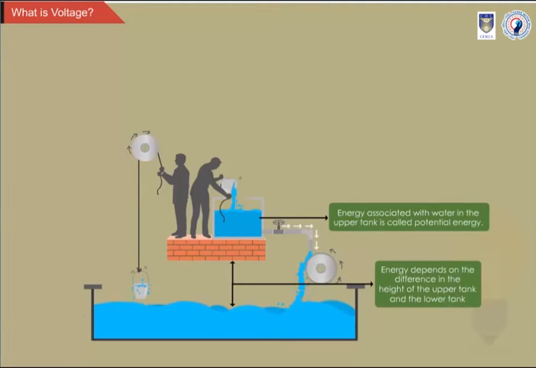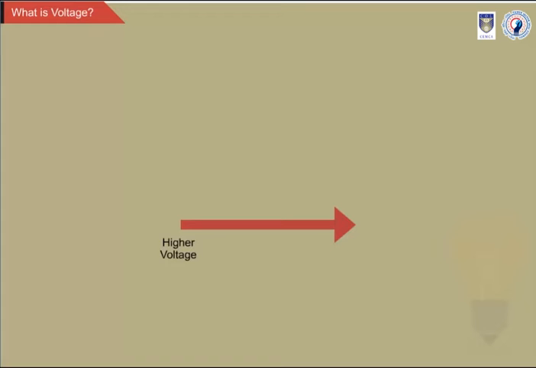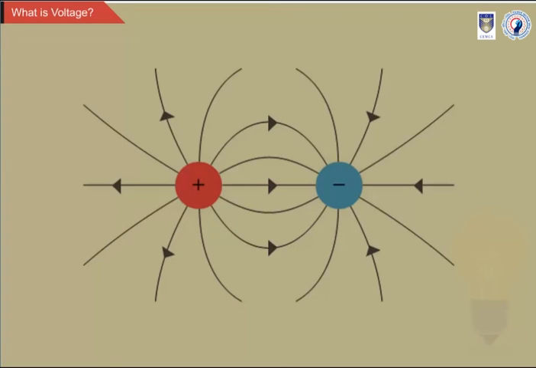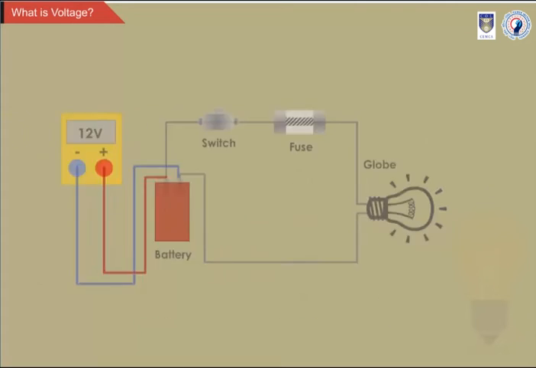It depends on the difference in the height of the upper tank from the lower tank. The height of the upper tank from the lower tank is the measure of the potential energy and therefore there is pressure. The equivalent of water pressure in electric circuits is called voltage. Voltage may also be defined as the energy difference between the positive and negative terminals of a battery.